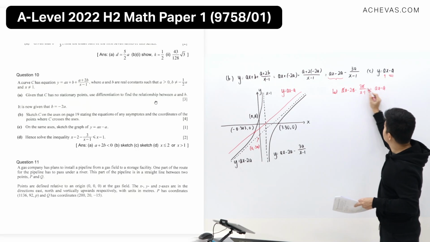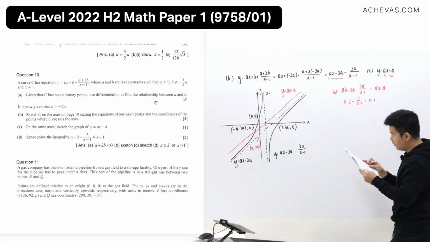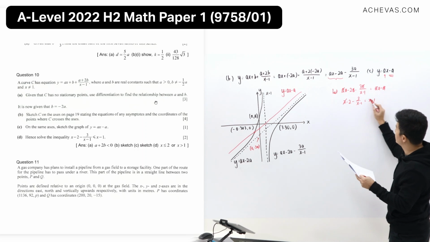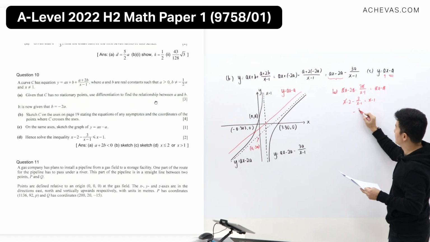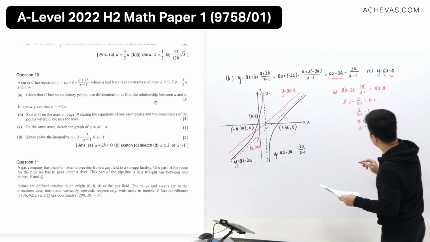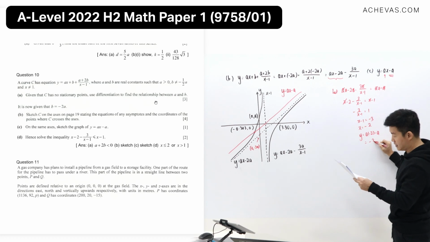So all these a's can be cancelled, leaving me with x minus 2 minus 3 over x minus 1 is equal to x minus 1. For this, we have x and x that can be cancelled. If I bring this over to the other side, we have minus 3 over x minus 1 is going to be equal to 1. So x minus 1 is going to be equal to minus 3, and x is going to be equal to minus 2. With x equal to minus 2, if I substitute this back into here, I know y is going to be equal to a times minus 2 minus a. This is going to be minus 3a.